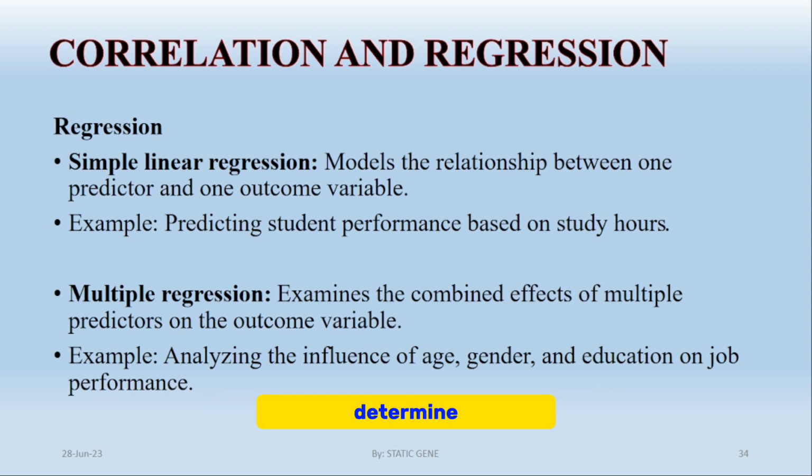But if you want to determine multiple effect on a predictor or on an outcome, then you'd want to do multiple regression. For example, if you want to analyze the influence of age, gender, education on job performance. Now, because you have age, gender, education amongst others as the independent variable and only job performance as the dependent variable or the outcome variable, then in this case you are going to use multiple regression.